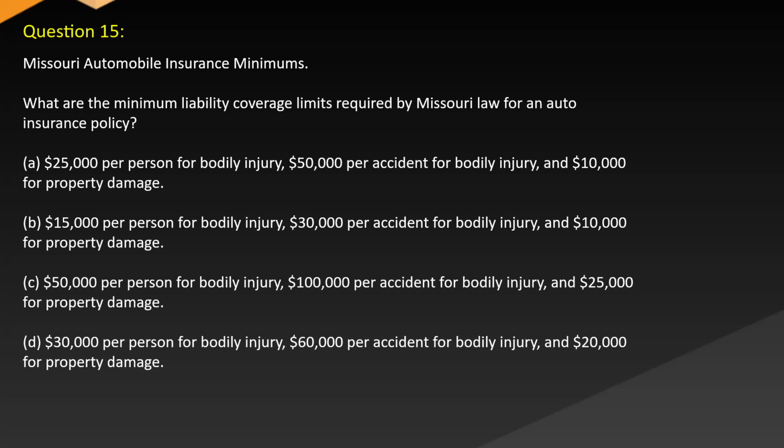Question 15. Missouri automobile insurance minimums. What are the minimum liability coverage limits required by Missouri law for an auto insurance policy? A. $25,000 per person for bodily injury, $50,000 per accident for bodily injury, and $10,000 for property damage. B. $15,000 per person for bodily injury, $30,000 per accident for bodily injury, and $10,000 for property damage. C. $50,000 per person for bodily injury, $100,000 per accident for bodily injury, and $25,000 for property damage. D. $30,000 per person for bodily injury, $60,000 per accident for bodily injury, and $20,000 for property damage.